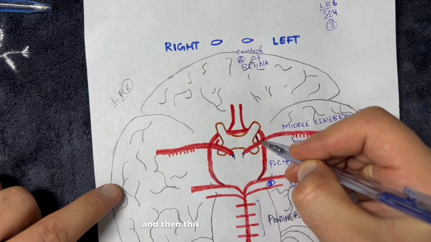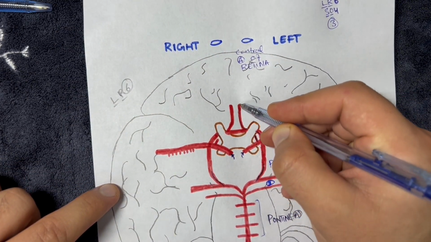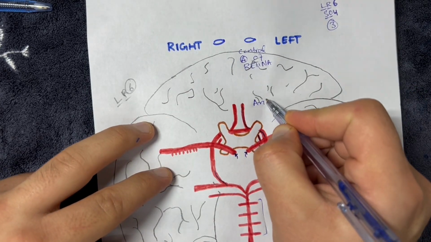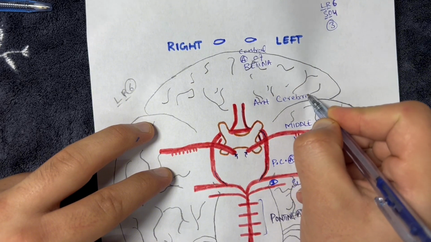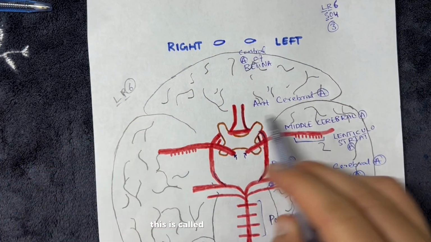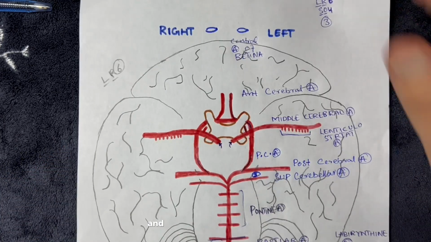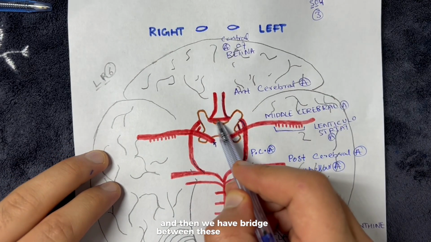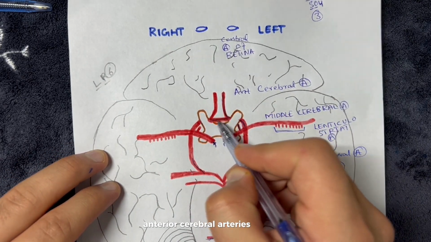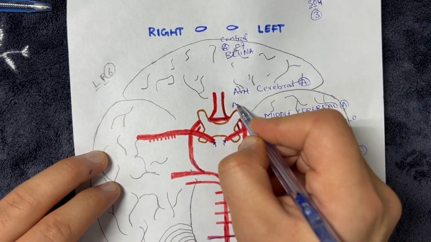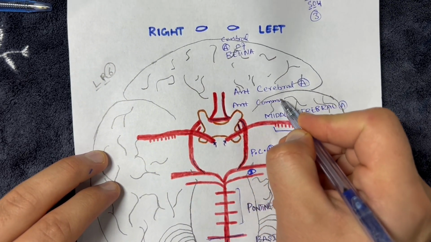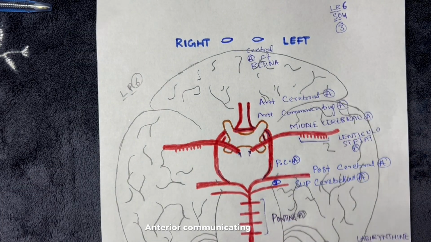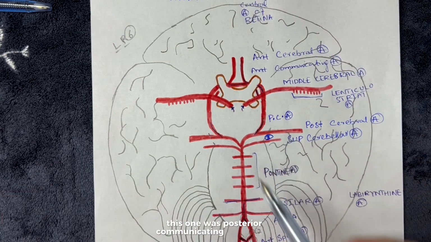And then this branch is called anterior cerebral artery, and this will supply mostly the frontal lobe. And then we have a bridge between these two anterior cerebral arteries, and this is called anterior communicating artery. That will be a communication between these two. This one was posterior communicating artery.